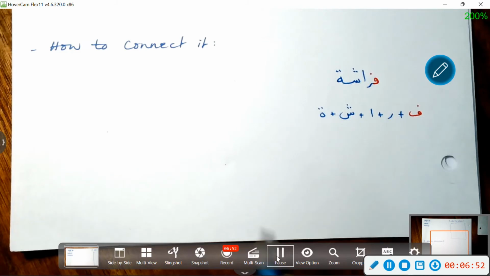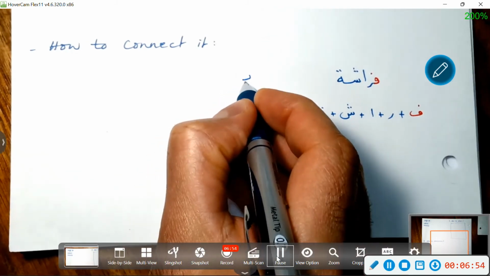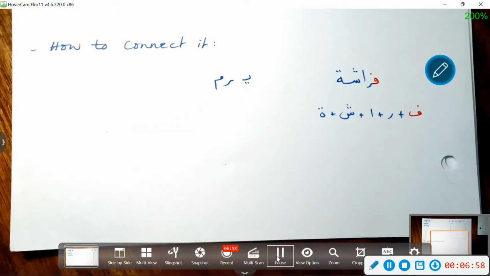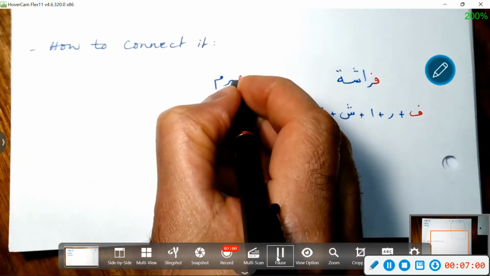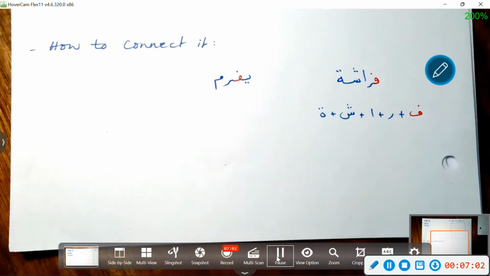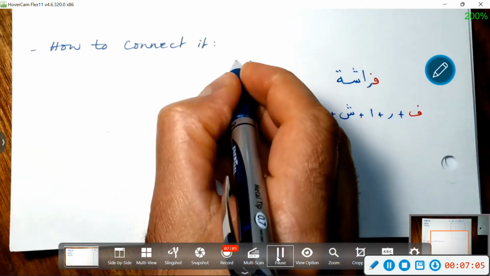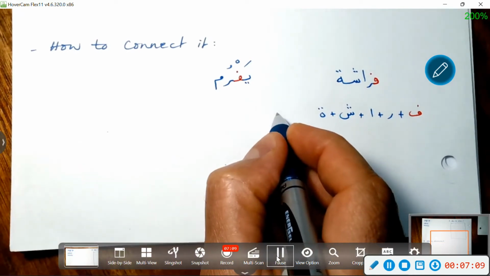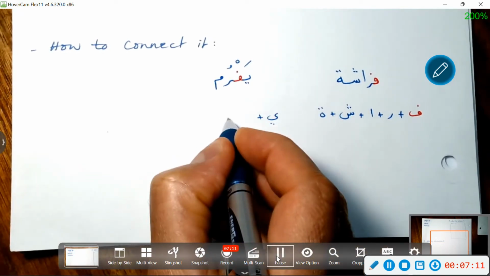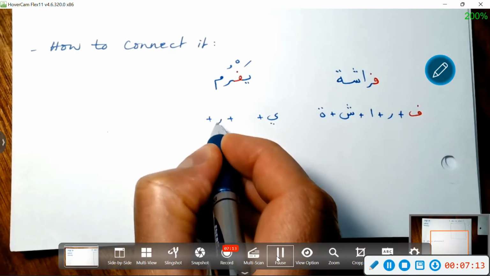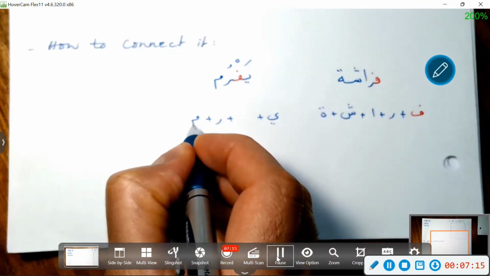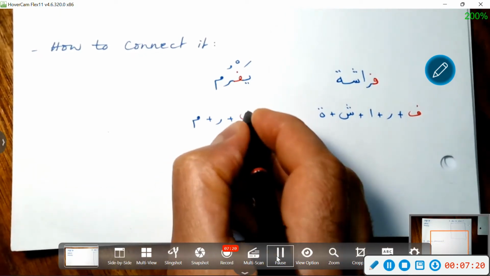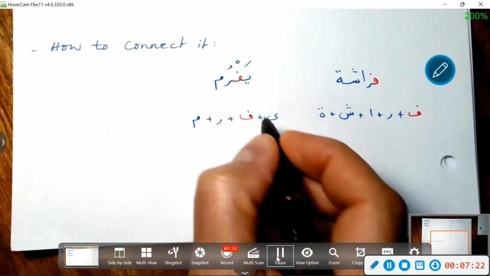The second word, yafrum, yafrum, yafrum. Ya plus fa plus ra plus mim. And yafrum means to chop.